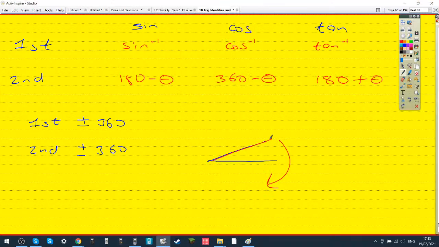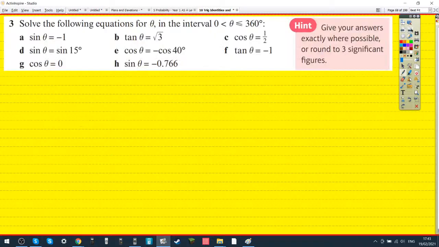I've got a black screen, so I didn't see the calculator. Sorry. It basically gives you the same thing, like sine 30 plus 360, that's all. Okay. How about this?